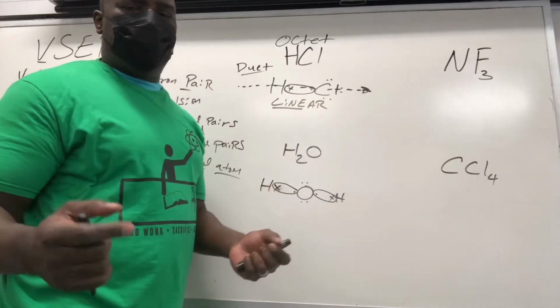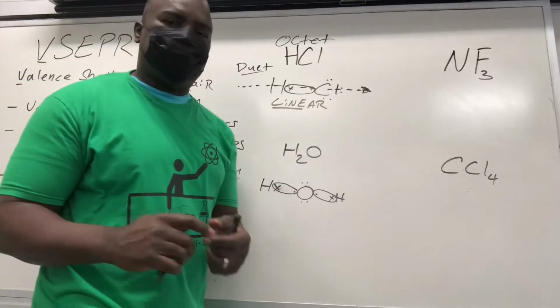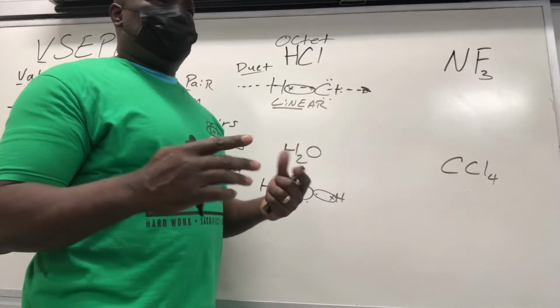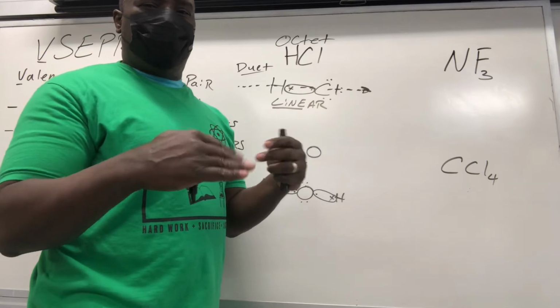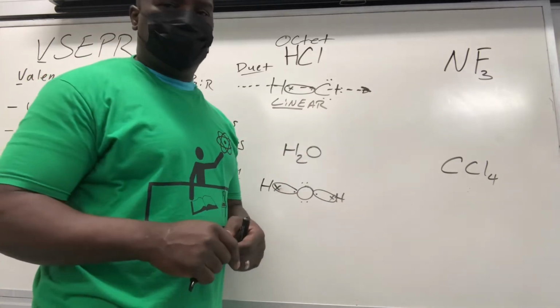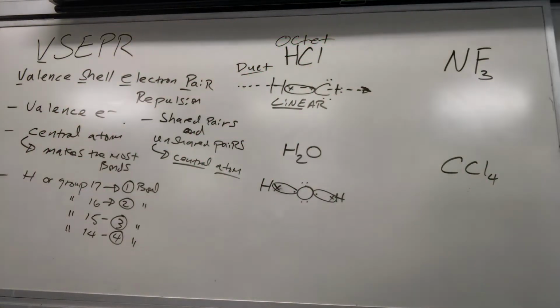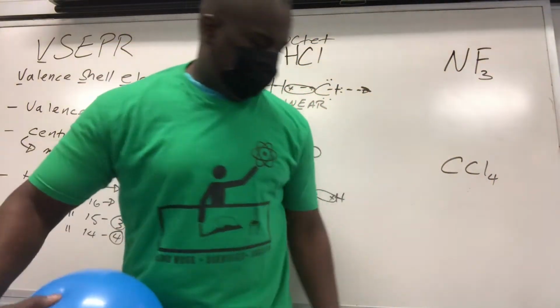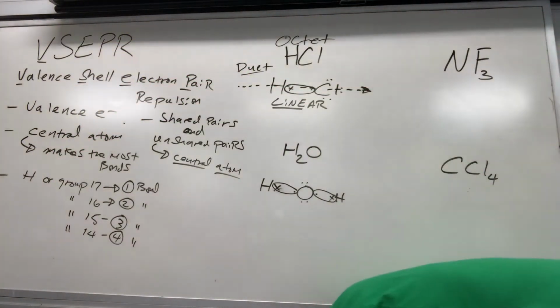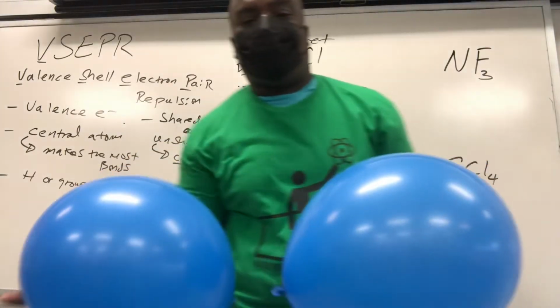Now, reason being, in the valence shell electron pair repulsion theory, right? We have the fact that electron pairs want to be as far apart from each other as possible. Okay, so let's give you a quick analogy right here. Let's say I have these two balloons, right? And I'm trying to squish them together. Goodness, you see that? Oh my goodness. It's the electron cloud in action right there.